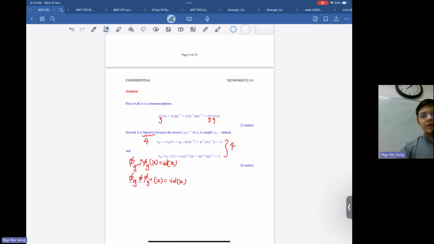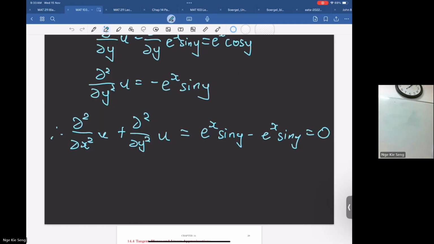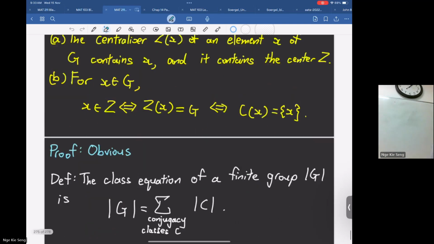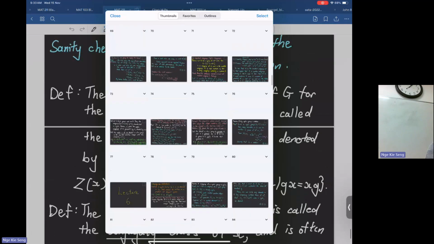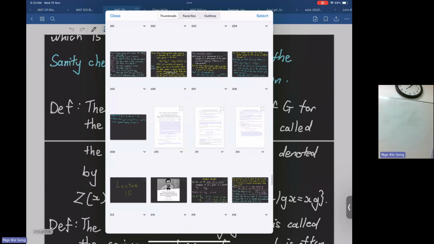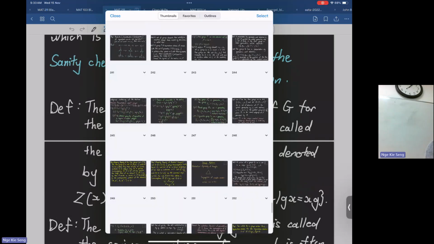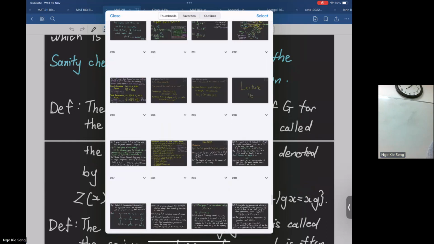Okay, let's continue. The topics. Okay, so what's the good of doing quotient group? I'll briefly go through what's the application of the quotient group, and then we'll go into free group.